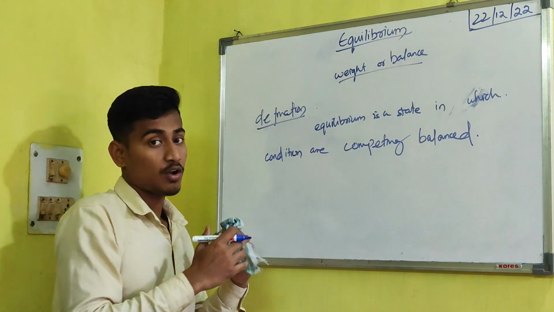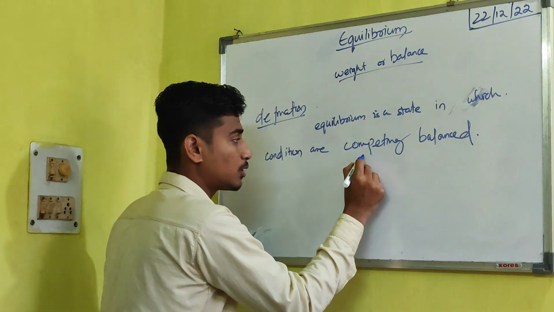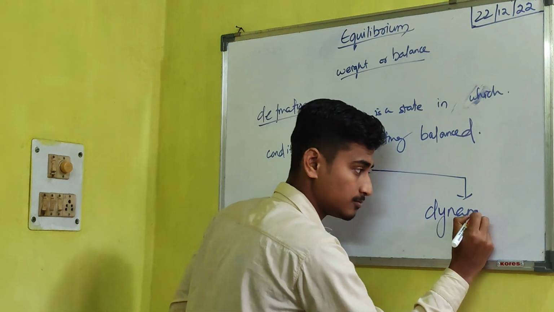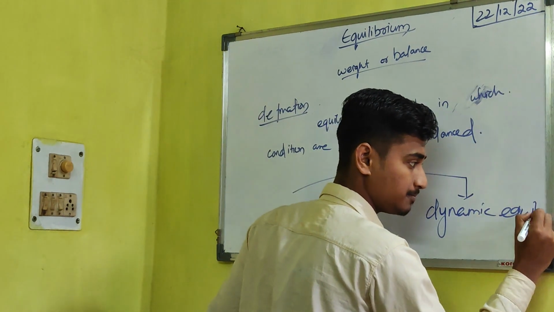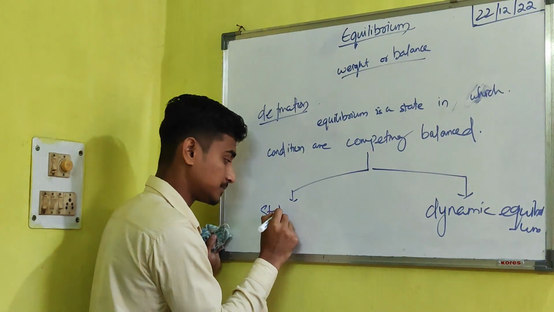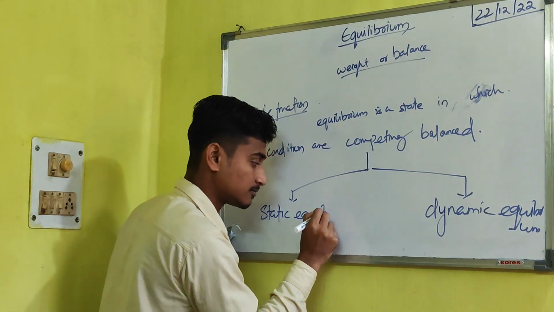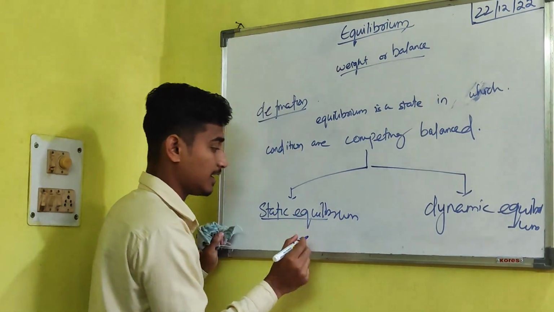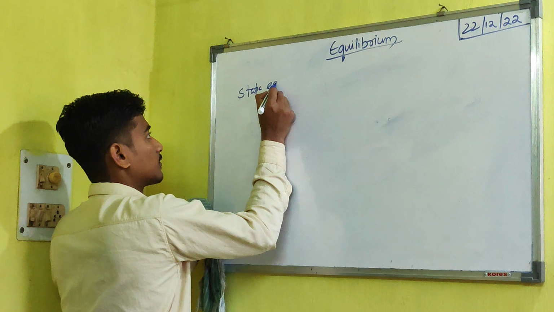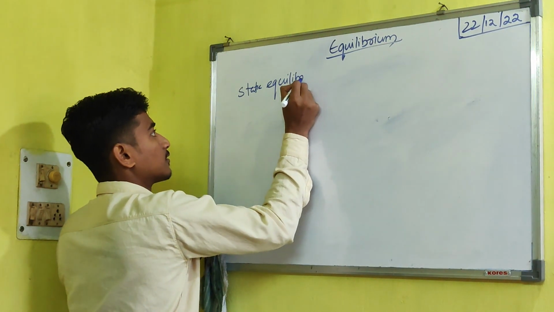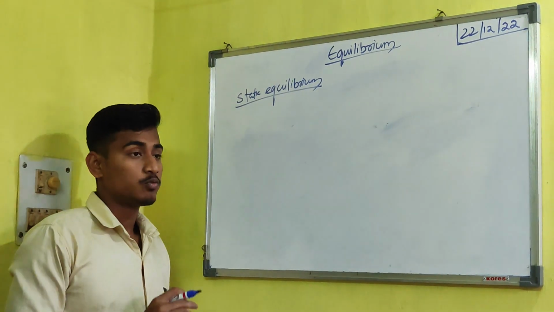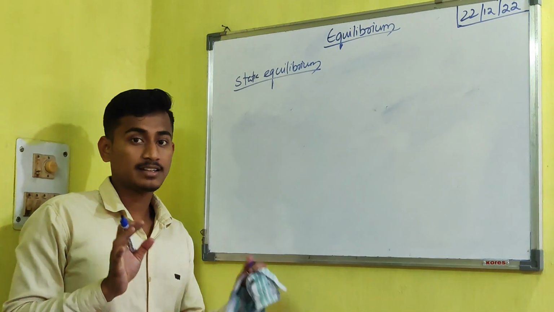Then we can come to the types of equilibrium. There are two types of equilibrium. One is dynamic equilibrium, and another is static equilibrium. Let's come to static equilibrium. Static equilibrium means that both the sides are in rest positions.